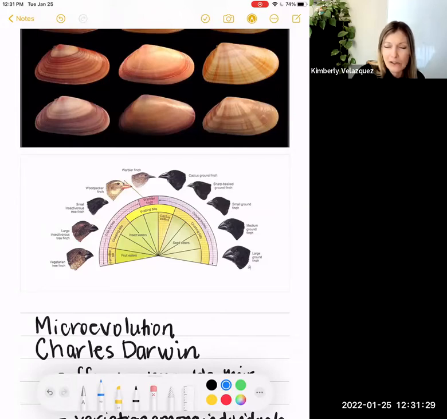Instead, if there are individuals within the population that maybe have bigger beaks that can crack the bigger seeds, those individuals would then be favored. The contrary is true. Let's say there was a dry year and the seeds were a lot smaller. Suddenly, this shaped beak is favored again. So it's the environment really that is determining which individuals have a survival advantage.